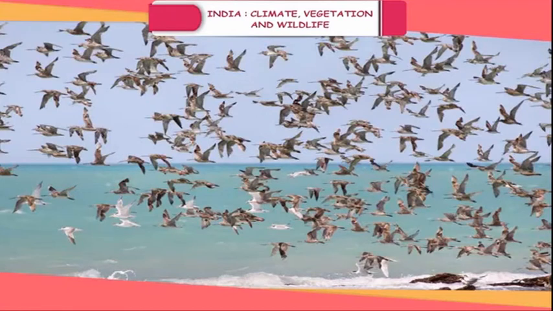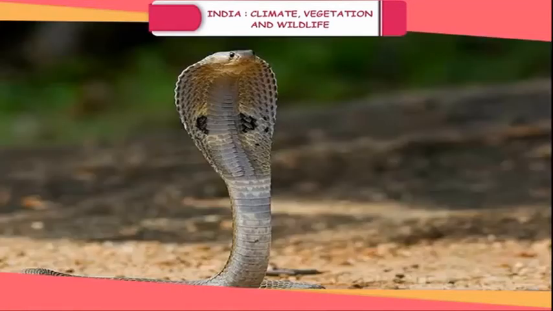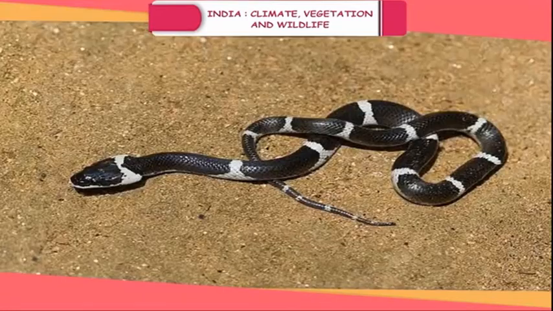Many species of birds migrate to India from cold countries during winters. Among them are various types of ducks and the Siberian crane. There are several hundreds of species of snakes found in India. Cobras and kraits are important among them.